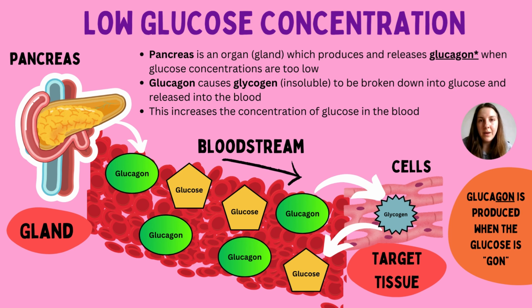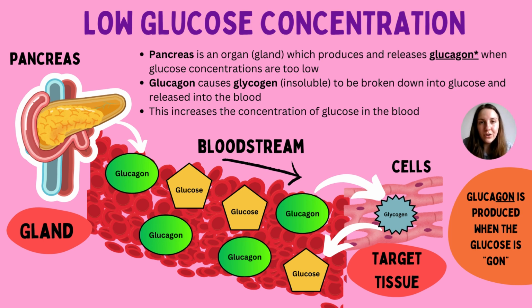So what happens is the pancreas detects the low amount of glucose in the blood, and as a result releases a hormone called glucagon. You must spell this correctly, and a lot of students will mistake this for glycogen. Just be aware that those are two separate things. Glucagon is a hormone produced when the glucose is gone. That's how I like to help students remember this. Glycogen is a storage molecule of glucose.